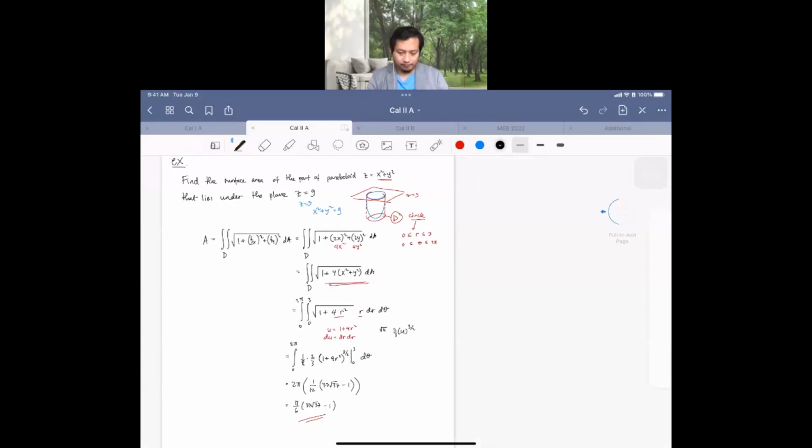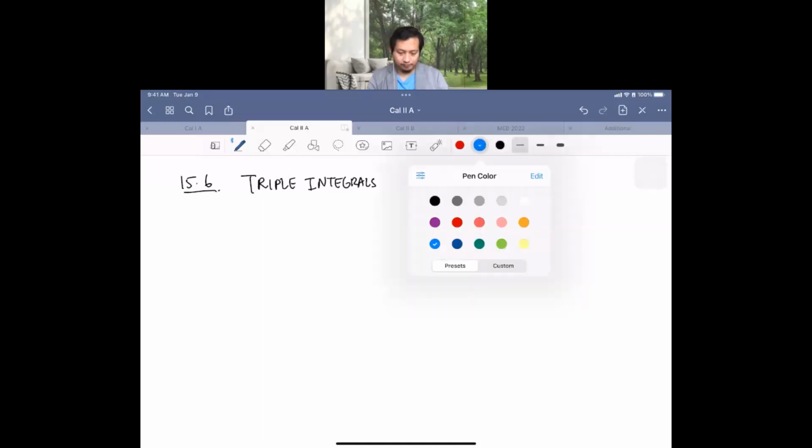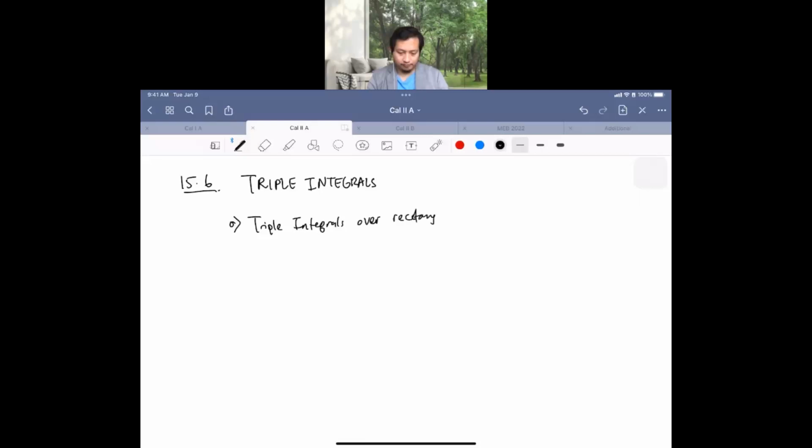Okay, I think we can move on. All right. Now this is 15.6, the triple integral. Okay, let's say in the first case we are going to have triple integrals over rectangular boxes.